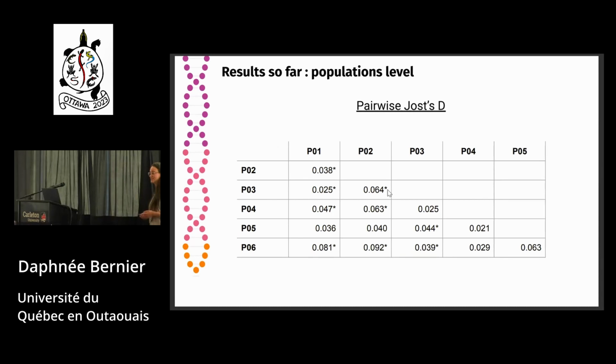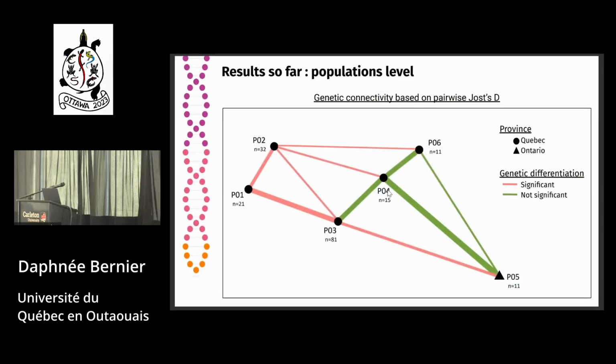There are many analyses you can do for genetic structure, but the first one I did is pairwise Jost's D. For those familiar with FST, like Drader presented, it's a similar statistic but more appropriate for microsatellites. The ones with an asterisk are significantly different. Since that kind of data can be hard to read, I put them in a graph.